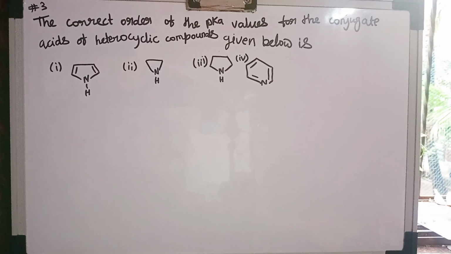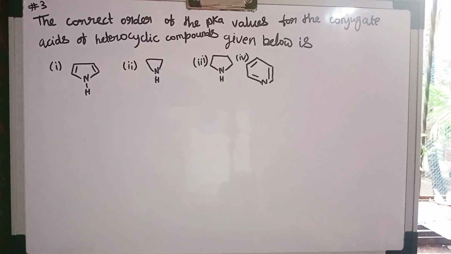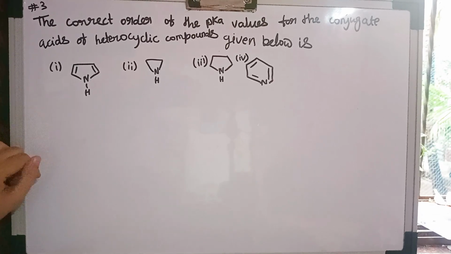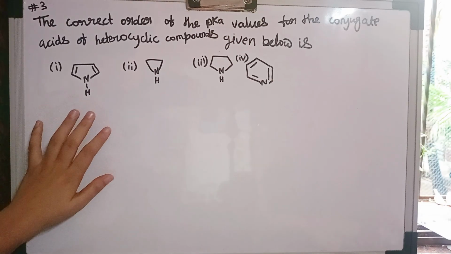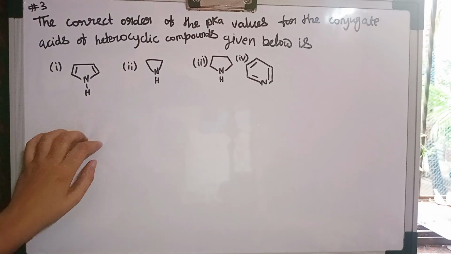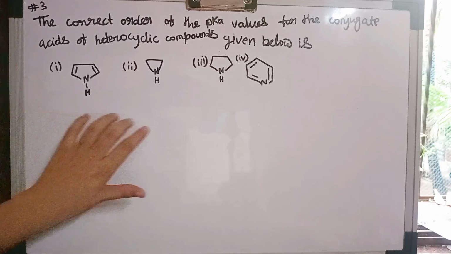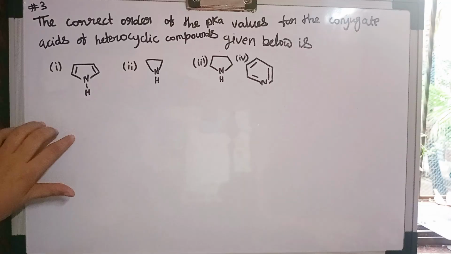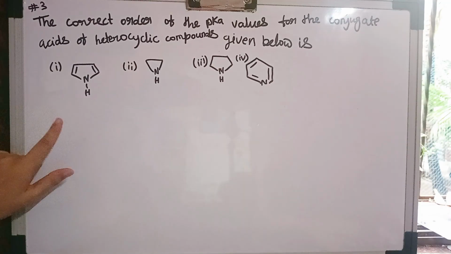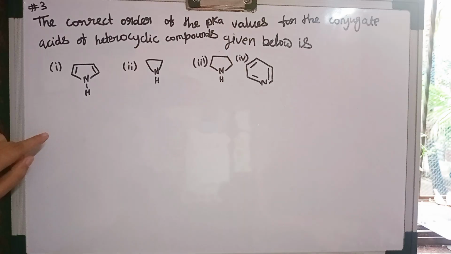So finally we have our third question of the 5 questions a day series, and this question is: the correct order of the pKa values for the conjugate acids of the heterocyclic compounds given below is. You have to read the question carefully. They are not asking to arrange these compounds in the order of their pKa values. They are asking to arrange their conjugate acids in the order of their pKa values.